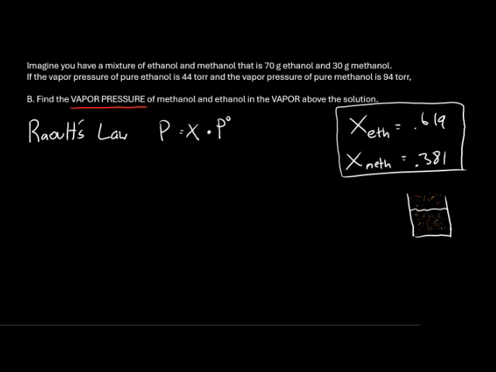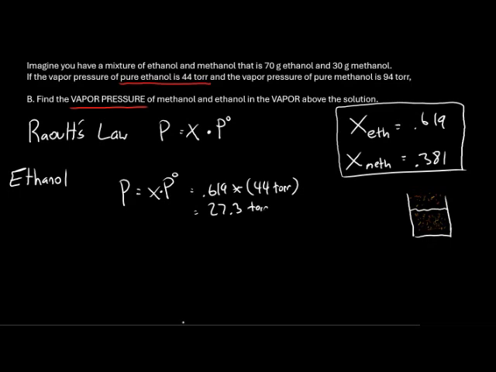We'll start by finding the vapor pressure of ethanol. Now, we already have the mole fraction of ethanol, that is 0.619, and we also have the vapor pressure of pure ethanol, that's 44 torr. We'll write mole fraction times standard pressure. Mole fraction was 0.619 multiplied by the standard pressure of 44 torr. We can multiply this in a calculator. We'll get 27.3 torr of ethanol.